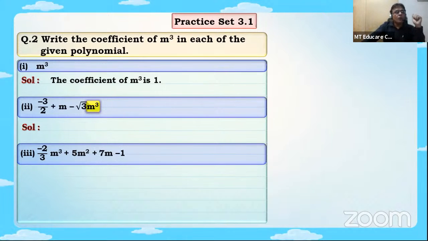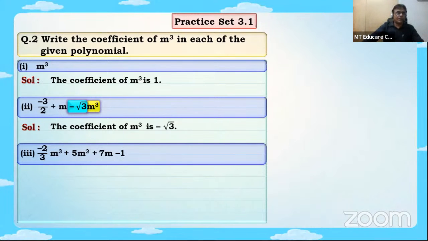Sir, previous case we have not written. It is plus. If it is plus, no need to write. If it is minus, we need to write. So the coefficient of m cube term is minus root 3. I hope everybody has followed till here. Chalo, now I will give you 1 minute. The third polynomial's coefficient you will find out.